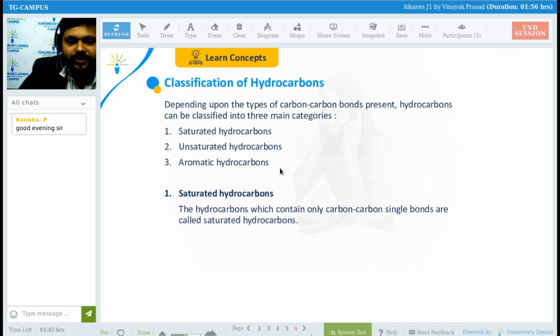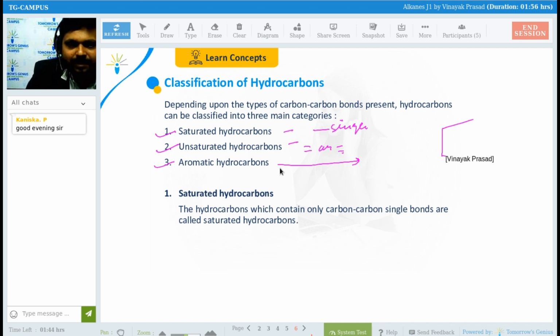We are going to discuss first saturated hydrocarbons, unsaturated hydrocarbons, and aromatic hydrocarbons, right? What is the meaning of aromatic hydrocarbons? I hope you all know the first two. Unsaturated: a double bond or triple bond will be there. Saturated means only single bonds. Aromatic means what? When a pi bond and single bond are in conjugation, that is known as aromatic compounds, aromatic hydrocarbons.